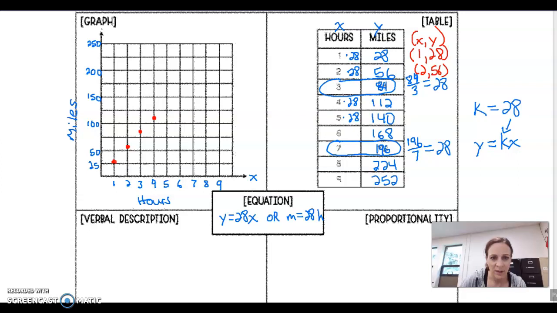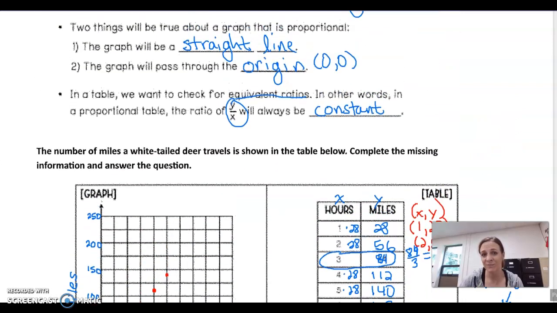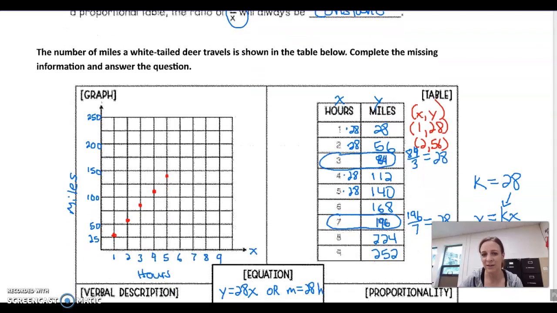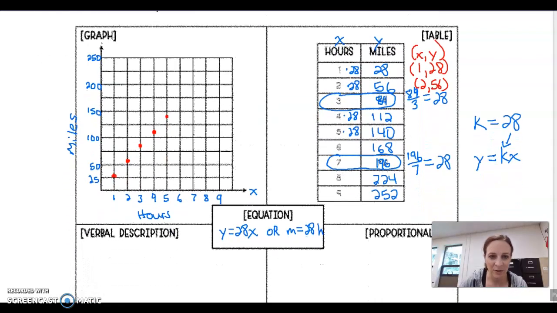5, 140. Now, what should we be anticipating this line is going to look like? Hopefully, we see that it's straight. Okay. Now, it's not going to be perfect because there's some human error in here. 6, 168. But it should be pretty darn close. Oh, 7, 196. It's almost to 200. 8, 224. Just about. 225, and 9, 252, I'm just going to go off just a tiny bit, okay?